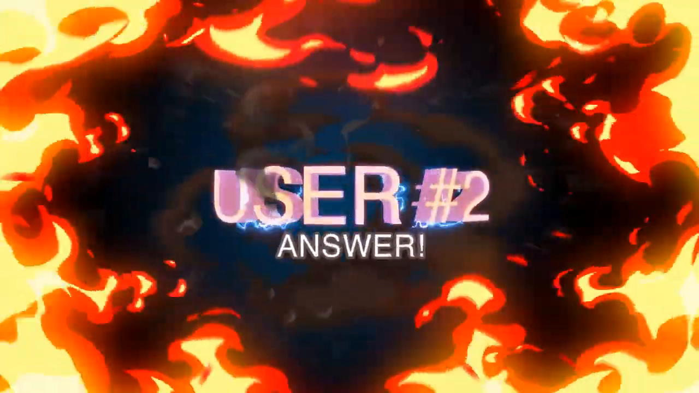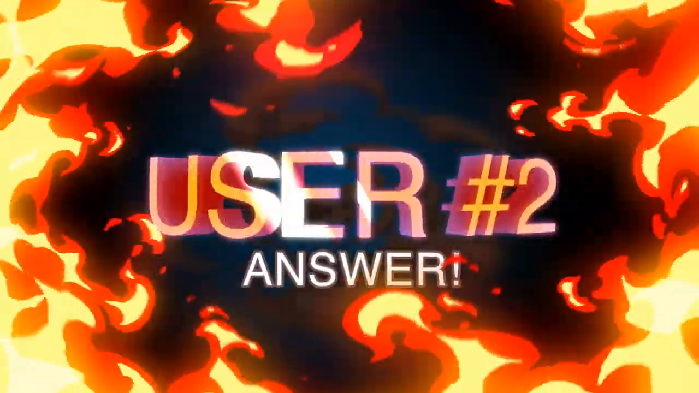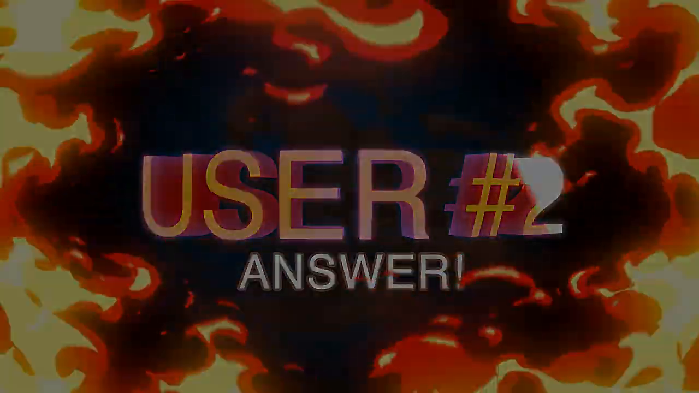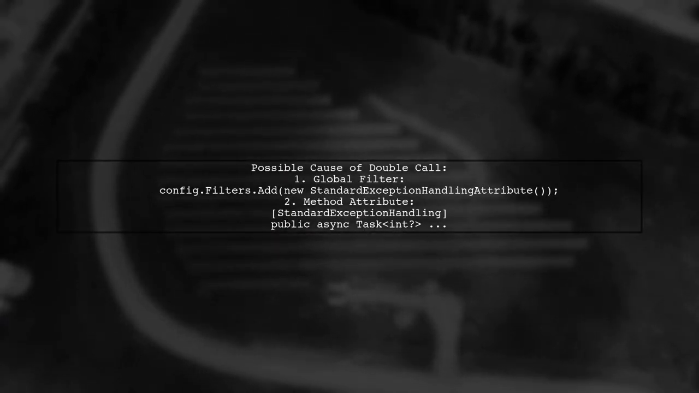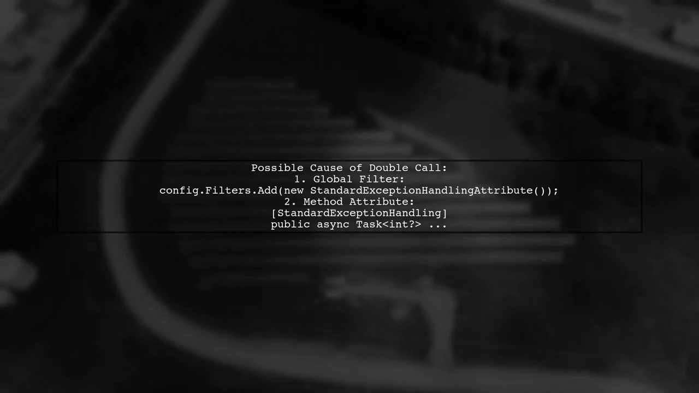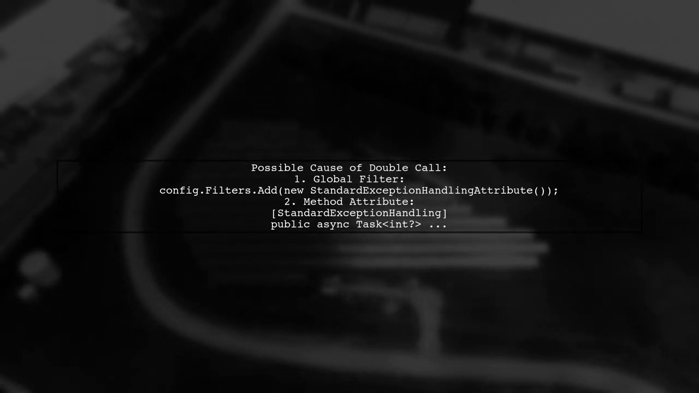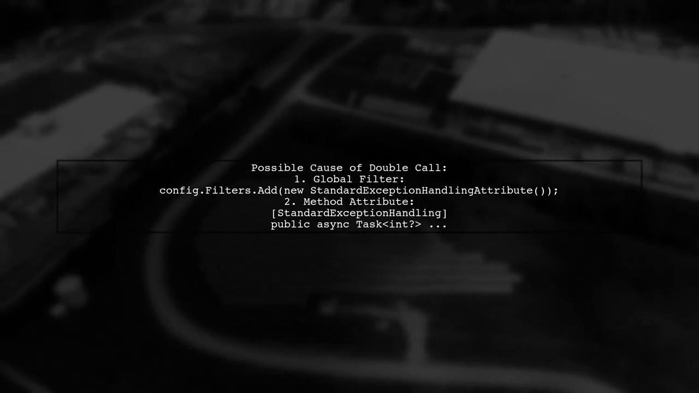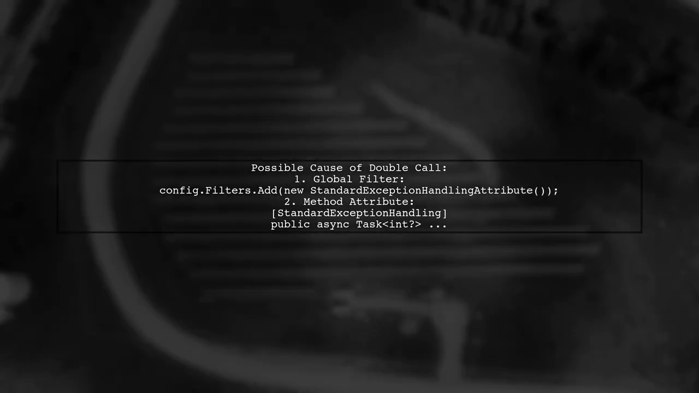Let's now look at another user-suggested answer. The issue of the onException method being called twice can occur if the exception handling attribute is applied in two different places. For example, if you add it globally in the configuration and also use it as an attribute on a specific method, it will trigger twice.